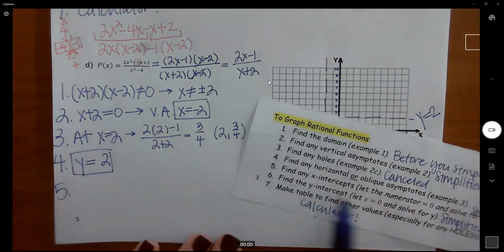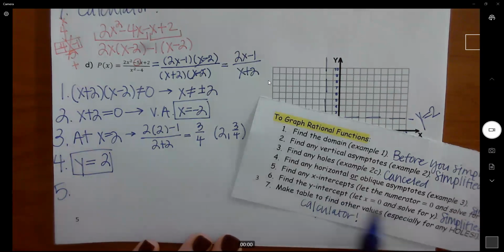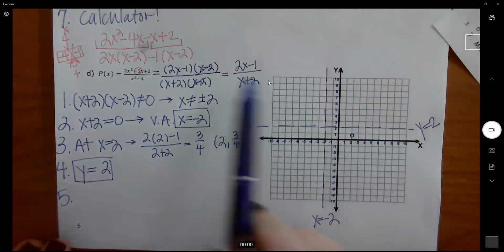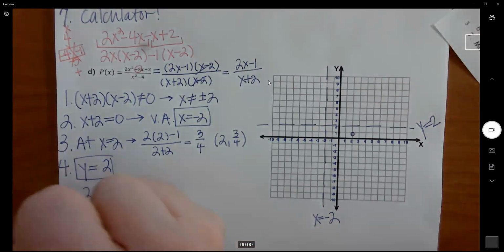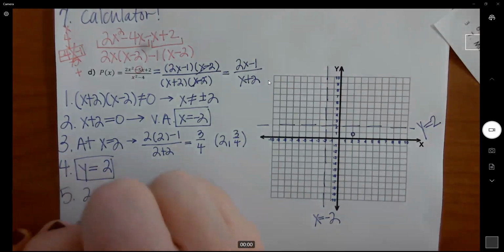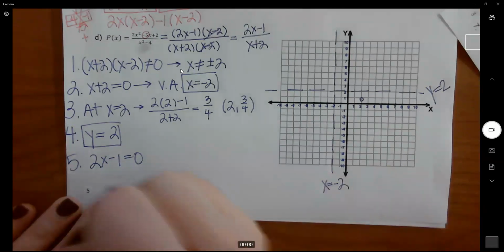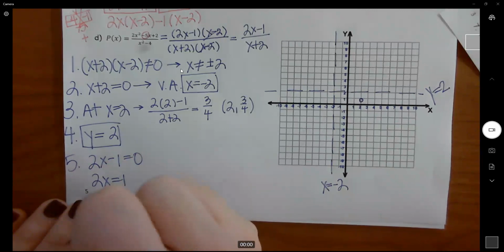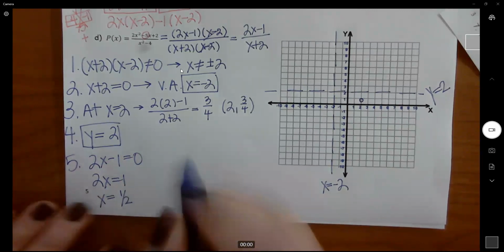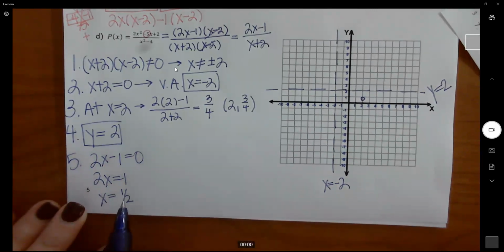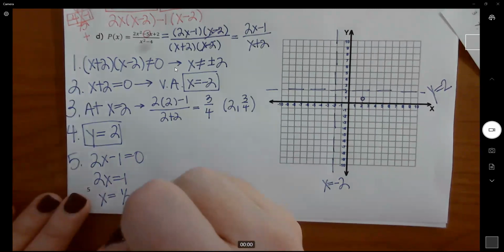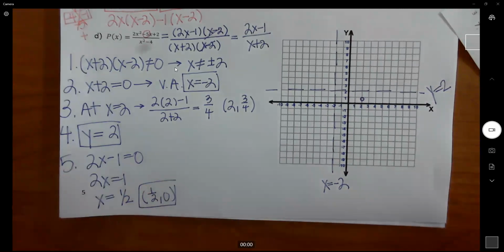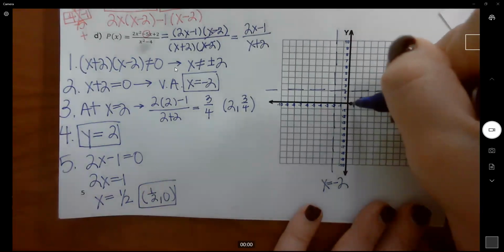Step 5, find the x-intercept, and you do that by setting the numerator equal to 0 and solving. So I'm going to take this one here. I've got 2x minus 1 equals 0. Add your 1 over and divide by 2, and x equals 1/2. So that ordered pair, because again, if you leave this this way, how do I know that's not a vertical asymptote? Your ordered pair is (1/2, 0), which is about right here.